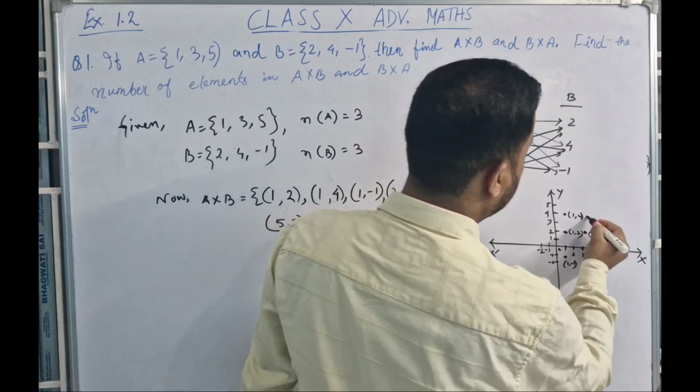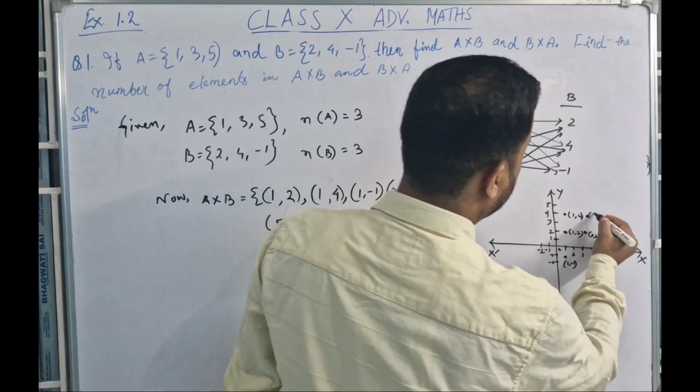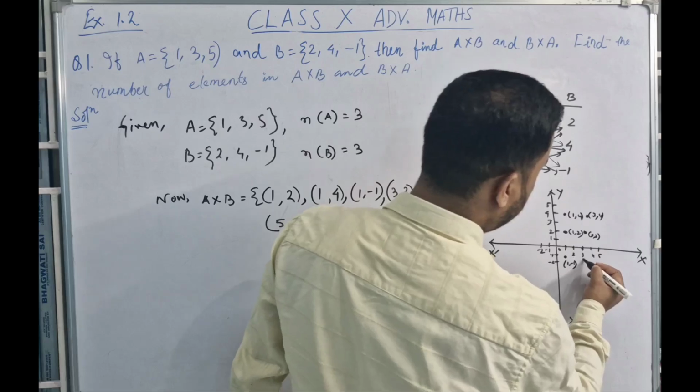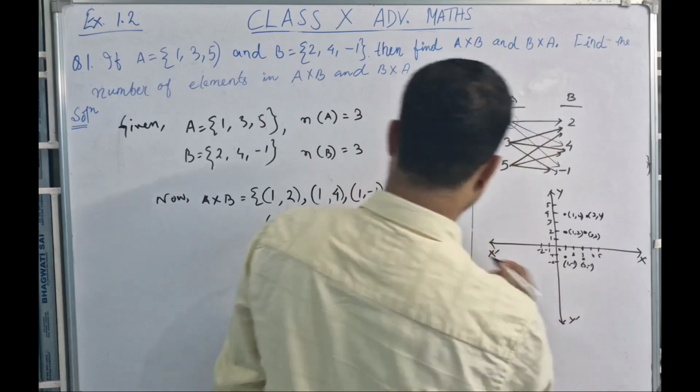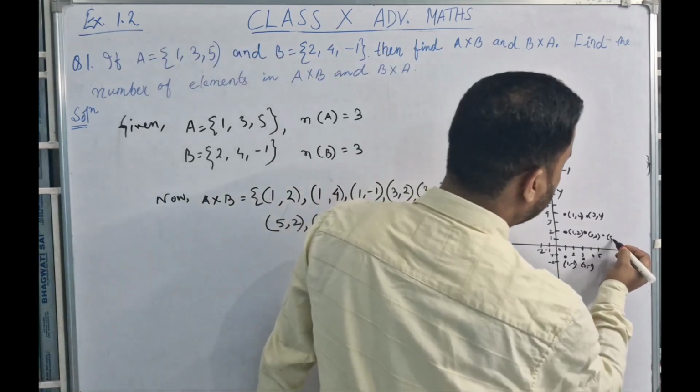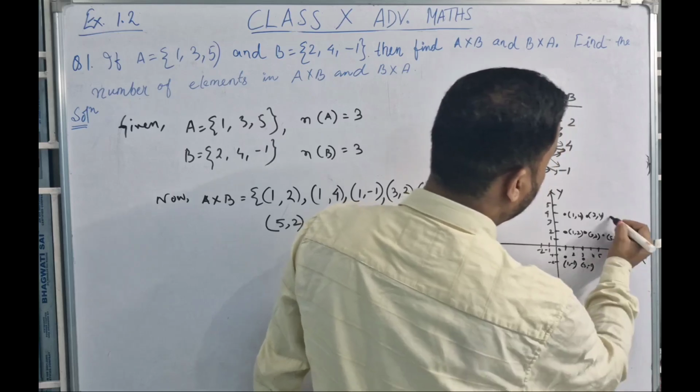3, 4. This is the point. Then we have 3 minus 1, in the same horizontal line. Then you have 5, 2. Here it will be 5, 2. Here it will be 5, 4.